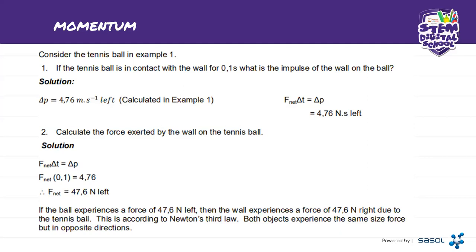So if the ball experiences a force of 47.6 newtons to the left, then the wall should experience a force of 47.6 to the right due to the tennis ball. So this is according to Newton's third law. Both objects experience the same size force, but in opposite directions. So basically, this is also a collision theory because they experience the same force, but their force is in opposite directions. Okay.